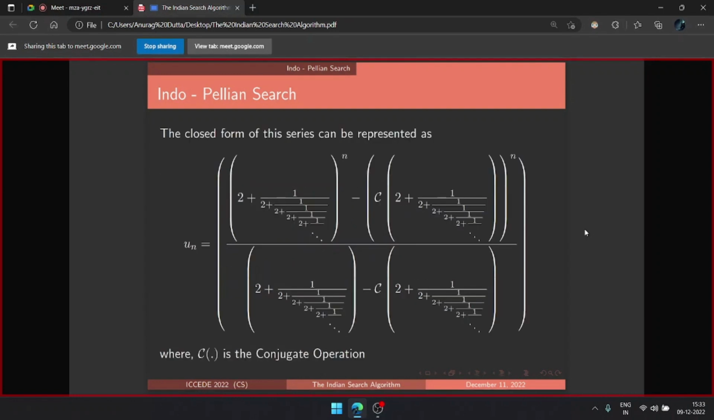So the closed form of this series could be represented as un being equal to this particular series, which would be non-terminating. It would go up to infinite, raised to the power of n minus the conjugate of this particular term upon this particular value. Now, the proof of this is mentioned in the paper.